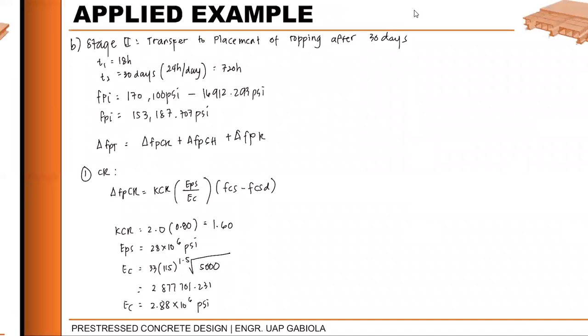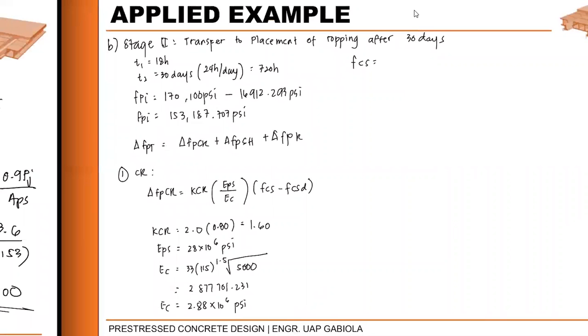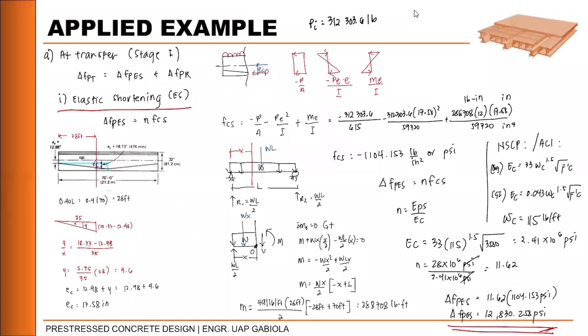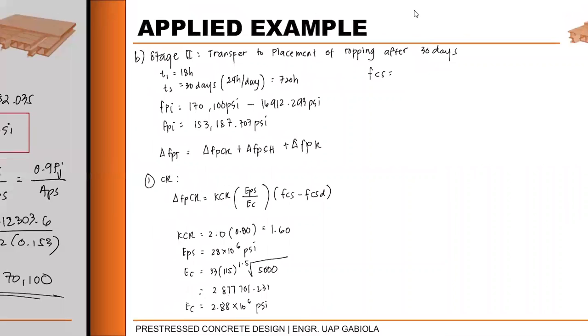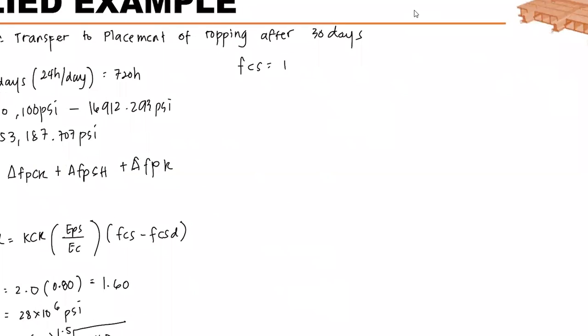Okay? Then ang FCS natin, yun yung na-calculate nating stress from the previous calculation sa elastic shortening. So yung value niya ay 1104.153. And then ang question ngayon is yung FCSD natin. So si FCSD, manggagaling yan doon sa 2 inches na topping natin. Ibig sabihin, ano yung dadagdag niyang stress? Ano yung stress due to the 2-inch topping natin?